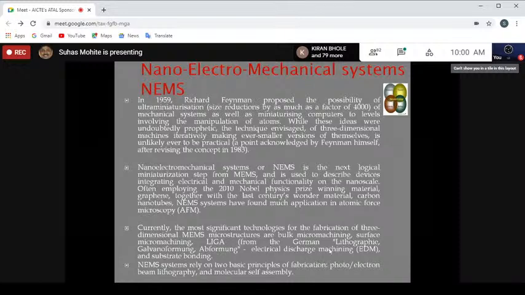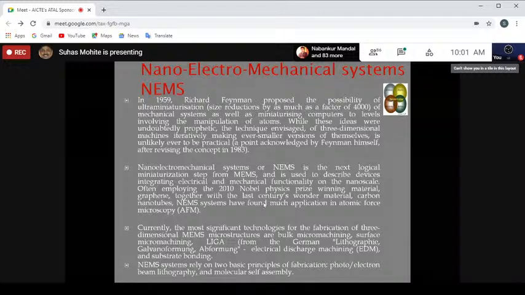Nano-electromechanical systems, or NEMS, is the next logical miniaturization step from MEMS and is used to describe devices integrating electrical and mechanical functionality on the nanoscale, often employing the 2010 Nobel Physics Prize winning material graphene. You must have heard about this material graphene, which is a landmark development in the field of nanotechnology. This material is finding a lot of applications. It has extremely beneficial properties, and atomic force microscopy was also developed here, and it has several applications because you can manipulate at that scale.